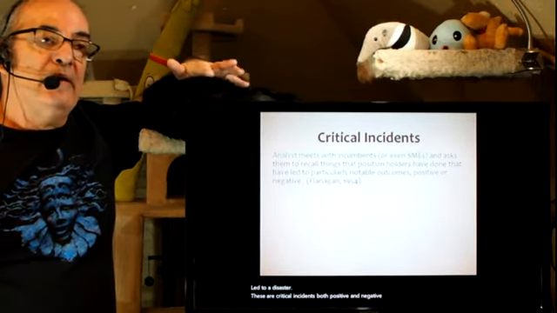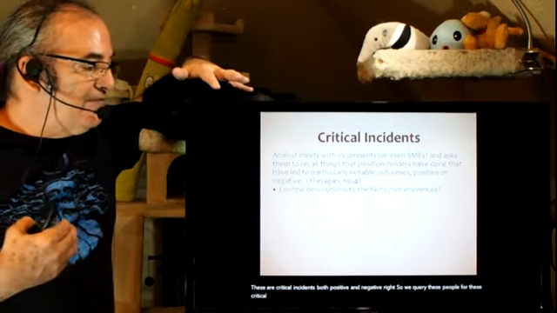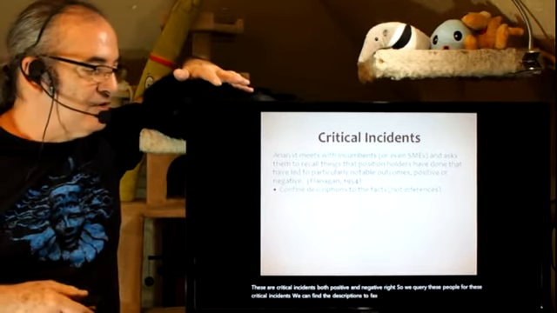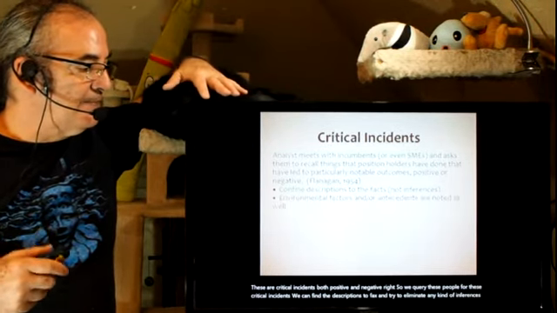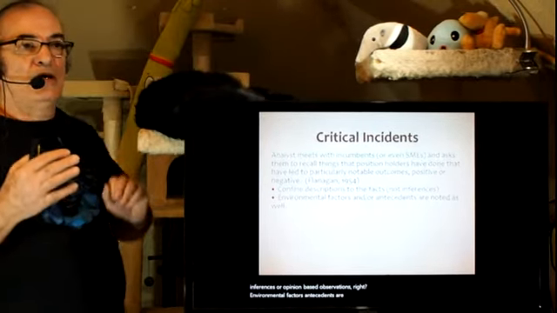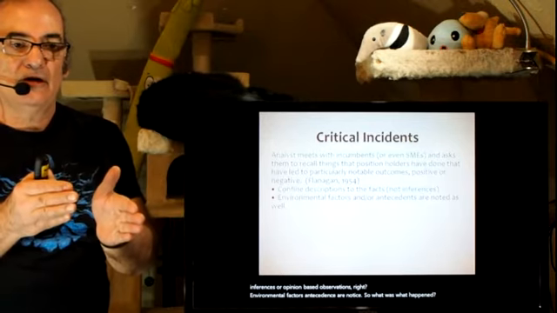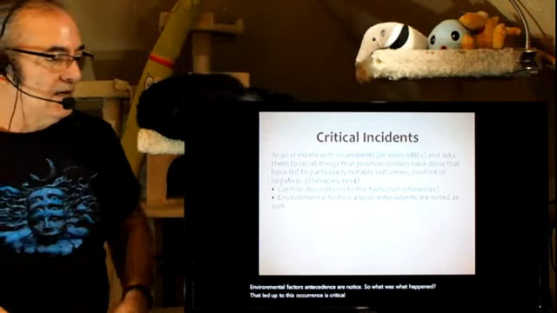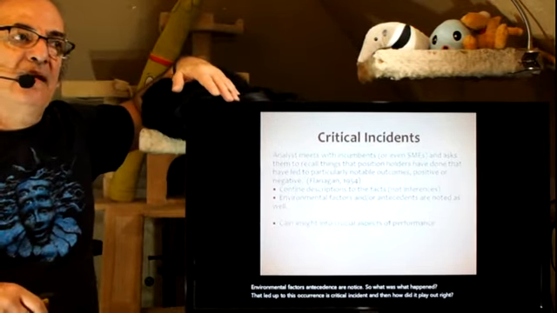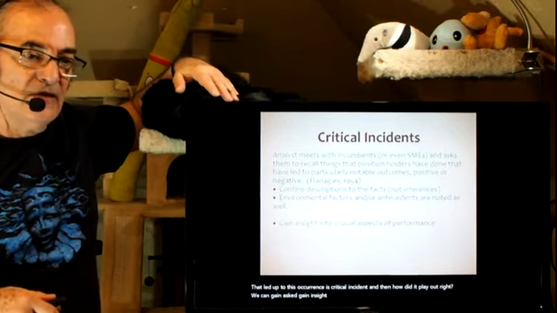So we query these people for these critical incidents, right? We confine the descriptions to facts and try to eliminate any kind of inferences or opinion-based observations, right? Environmental factors and antecedents are noted. So what happened that led up to this critical incident, and then how did it play out, right? We can gain insight into crucial aspects of performance in this regard.